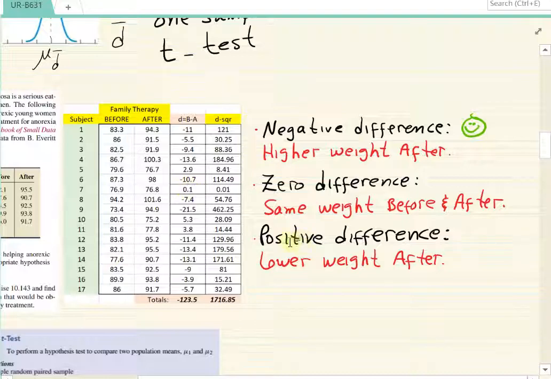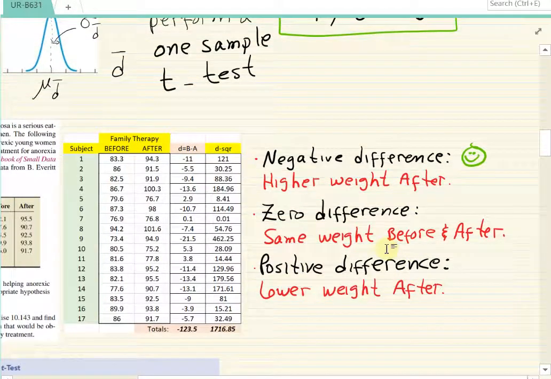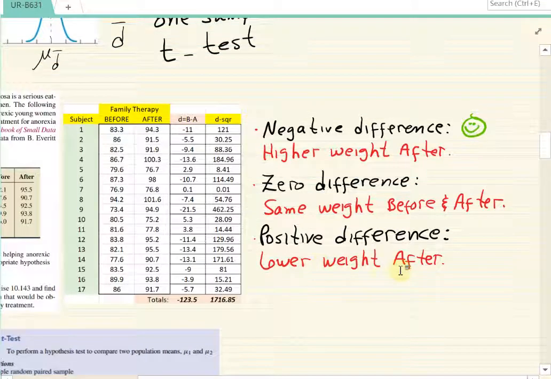And what about the positive difference? A positive difference means a lower weight after family therapy. Look at, for example, this one right in here, 2.9, almost 3 pounds. Before, this person weighed almost 80 pounds, after almost 77 pounds. It's a positive difference, so it means a lower weight after.